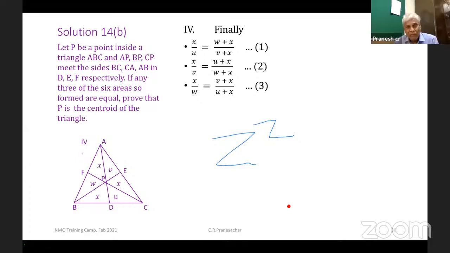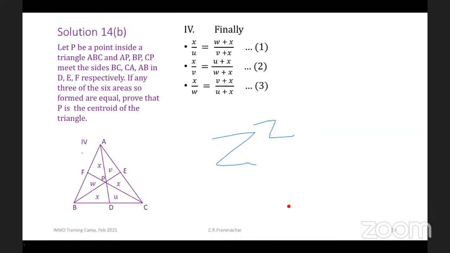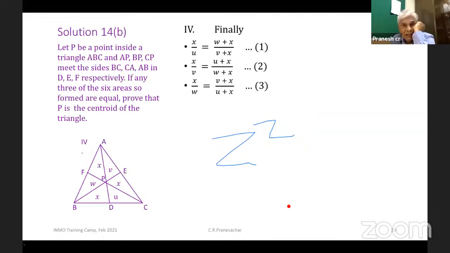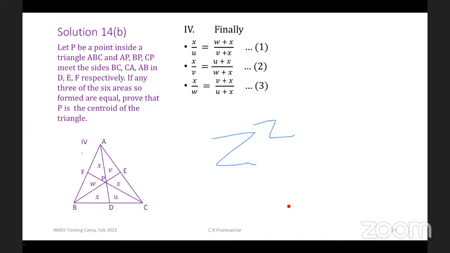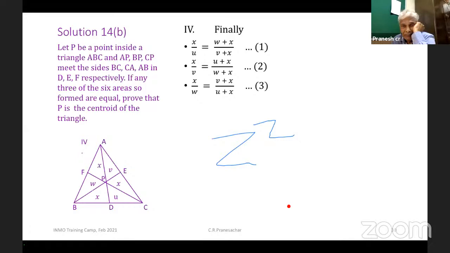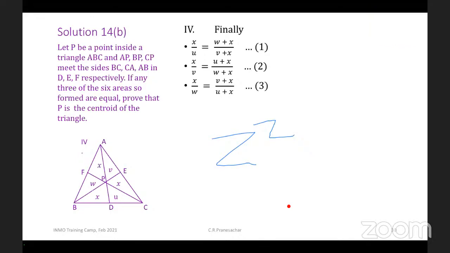To simplify the denominators? Well, you are bringing in more variables. But X cubed, we can look at 2 at a time. Okay. X cubed equals UVW, so X by U we will get in terms of W and V. We will substitute in the first equation, so we will be eliminating U. Okay.